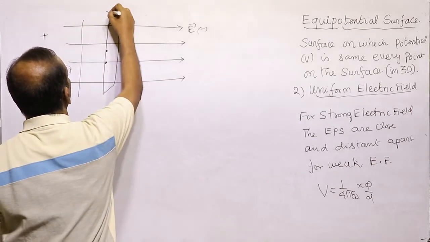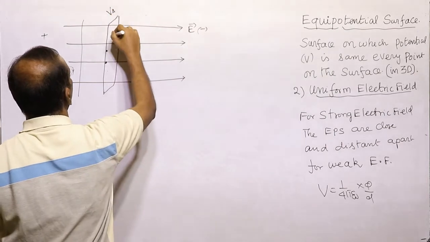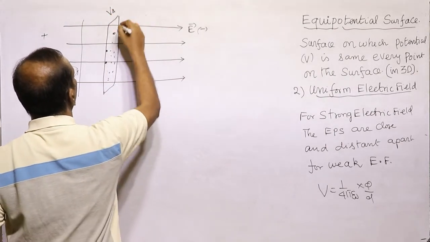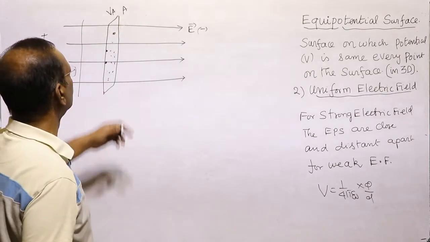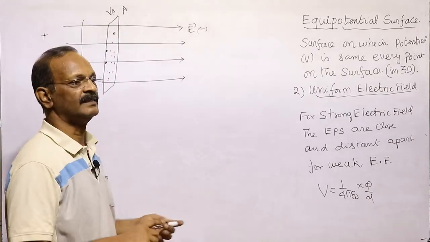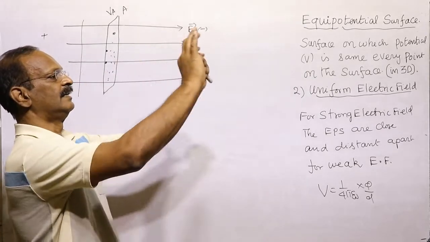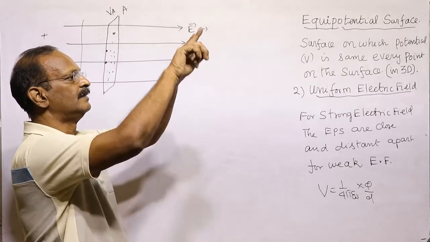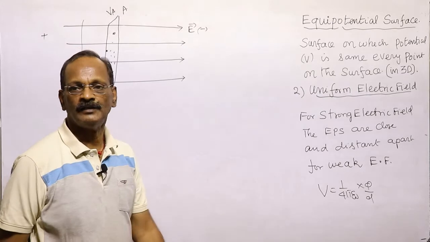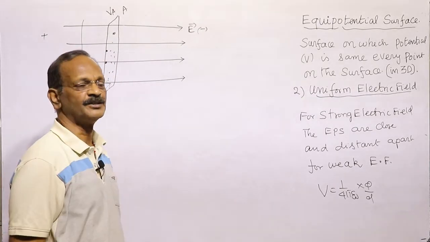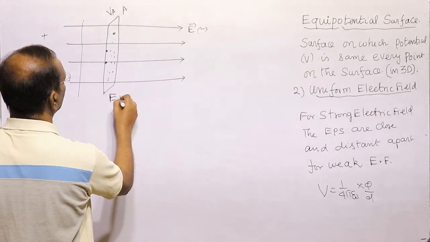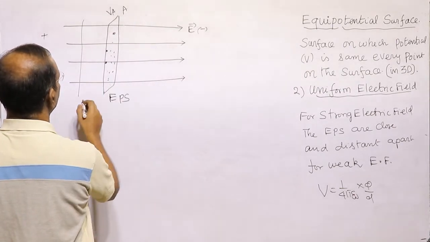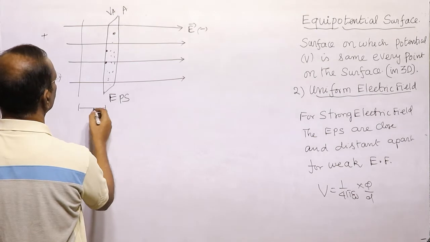This is VA at every point. At every point, the potential will be the same. The equipotential surface will be a spherical sheet. It means from here, here, here, here, here, it will form a rectangular sheet. So this is the equipotential surface at some distance C.